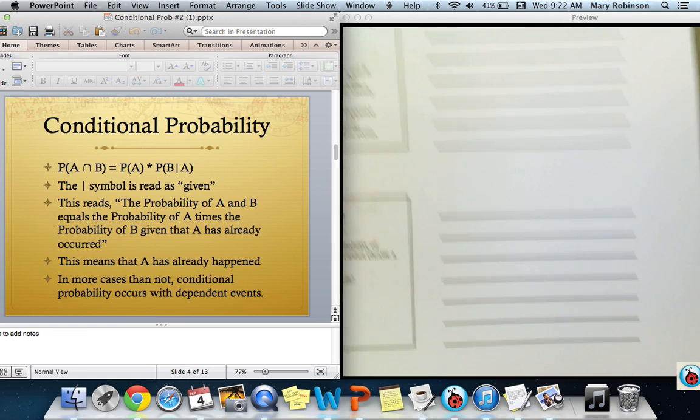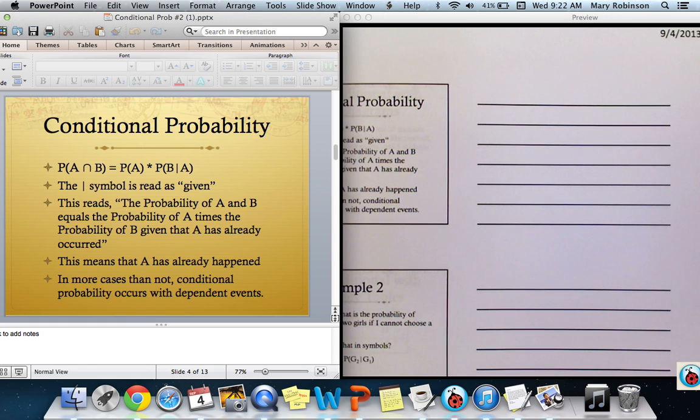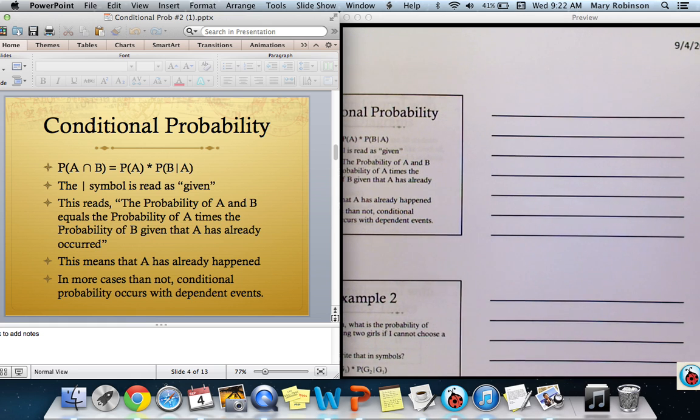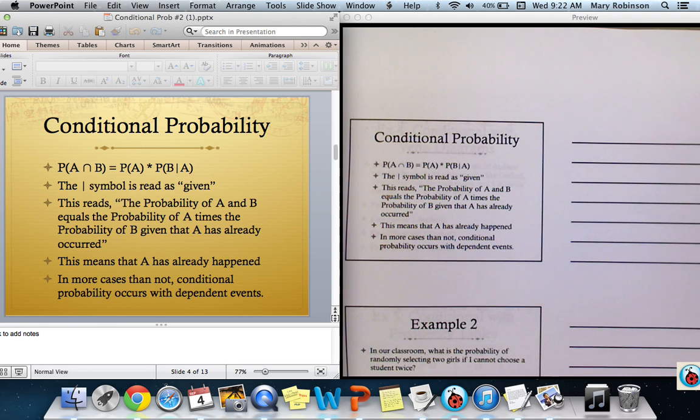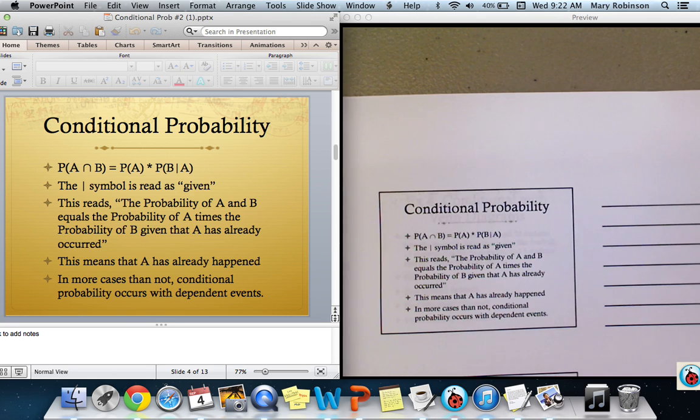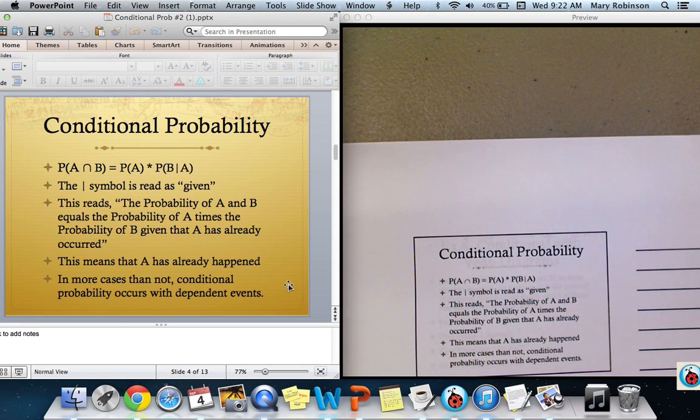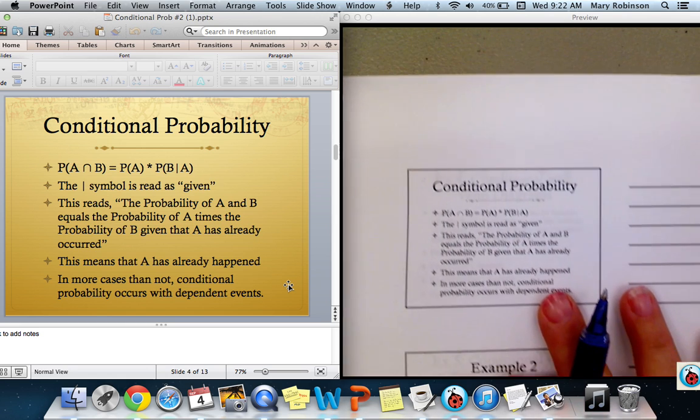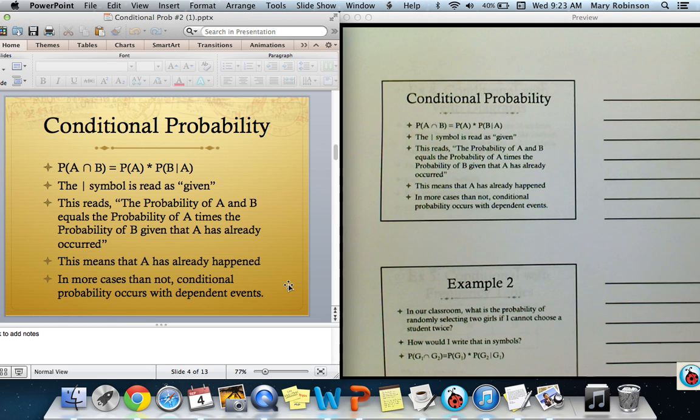Next, we need to understand that conditional probability, again, only applies to dependent events. Okay, sorry, I had to make sure I was on the right slide.